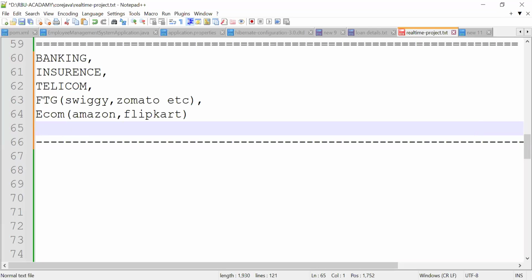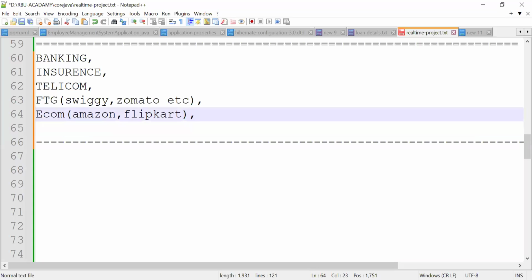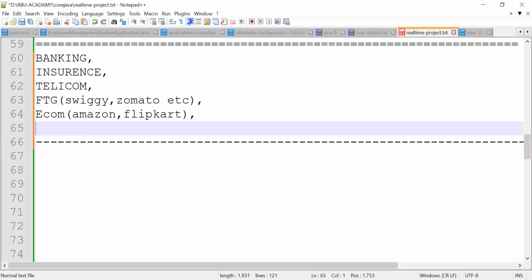Anything coming into your mind? Majorly applications will fall into these domains. And whatnot, there will be so many. I don't want to include smaller things, but anything coming into your mind?